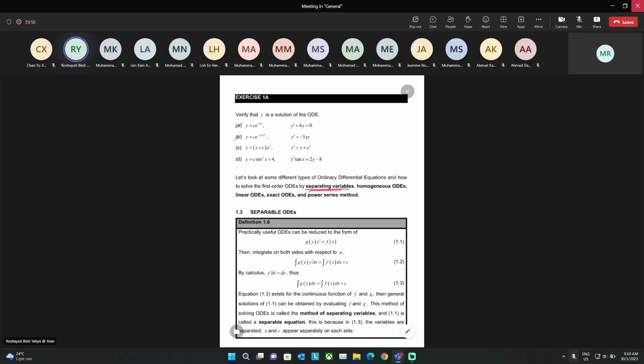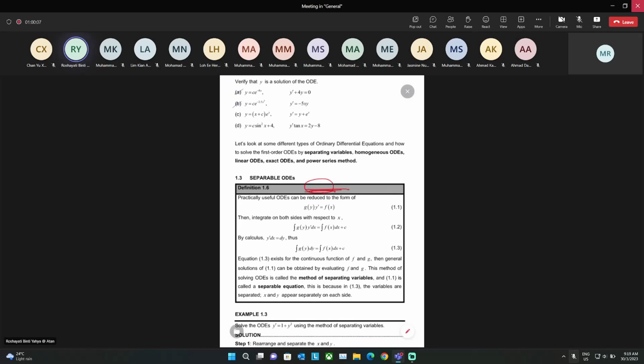Sometimes we call it separating variable, or separation equation, but it's all about separating. So for separable ODE, practically useful ODEs can be reduced to the form of, okay, this one, if you have a differential equation, you have a function. This tries to tell you about the steps. I don't want to go into detail on this, might confuse you, but the main point here is the variable.